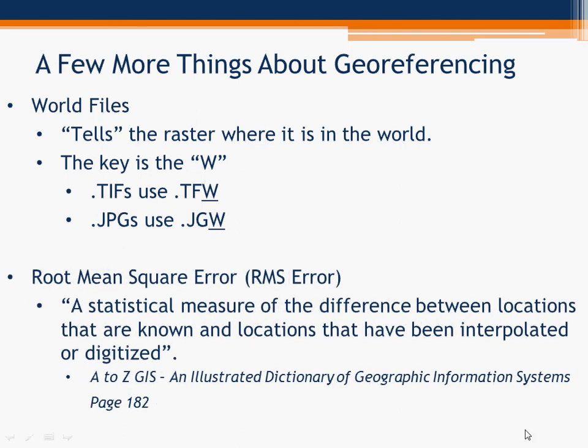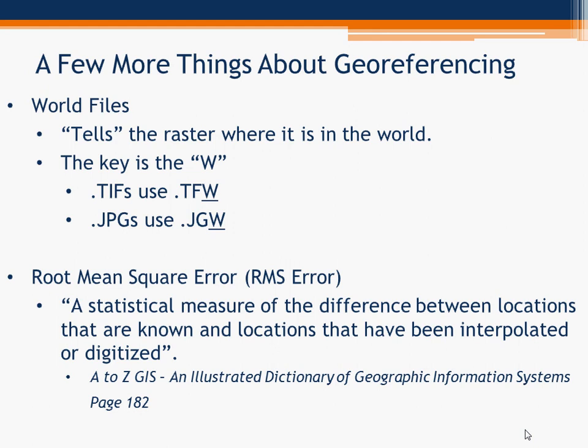One of the things you're going to have to be concerned with when you're doing georeferencing is what's called the RMS error, or the root mean square error. I pulled this quote from the A to Z Guide. It is an optional book for this course, so some of you may or may not have gotten it. But the Illustrated Dictionary of Geographic Information Systems, page 182, talks about the root mean square error, or the RMS, being a statistical measure of the difference between locations that are known, like in your reference data, and locations that have been interpolated or digitized, basically where you have told your raster to move to.